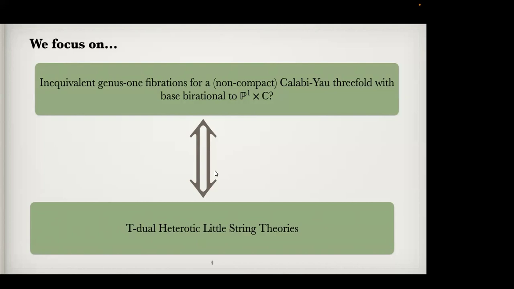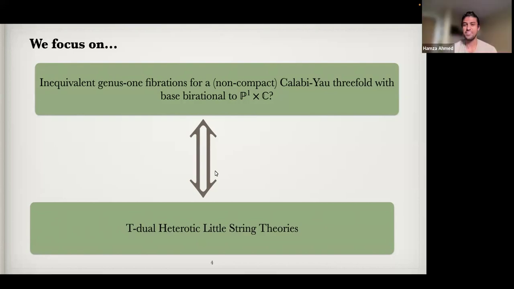Oh, quick question. Over the P1, are you getting compact K3s? Yes, exactly. Precisely. And that K3 is important for us. If you know about the heterotic duality to F theory, you know that you need a K3. So this P1 gives us precisely that. Yeah, exactly. Good.